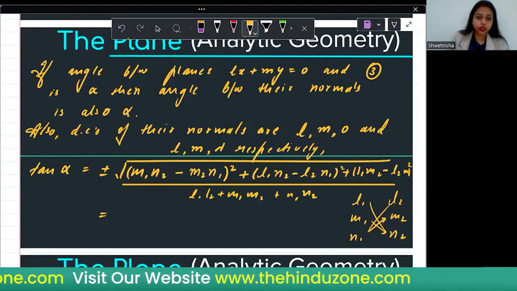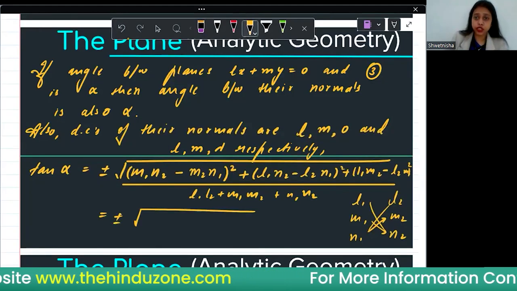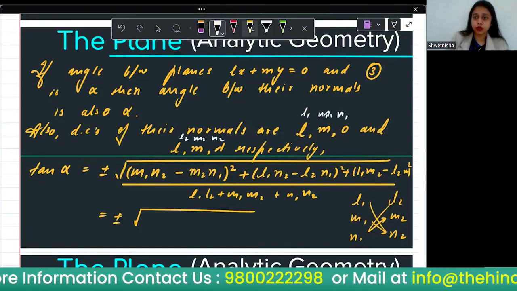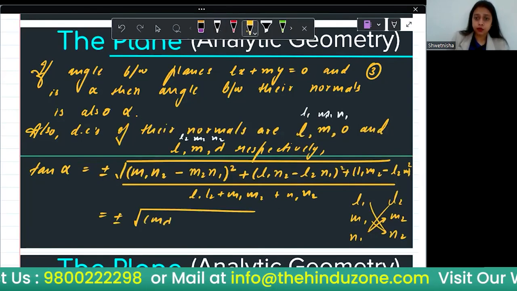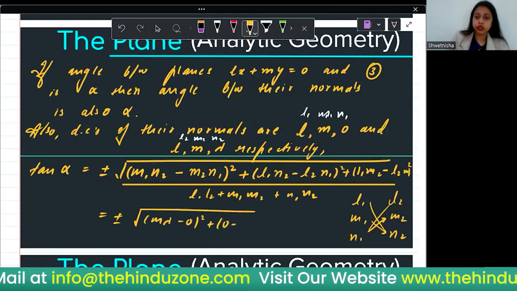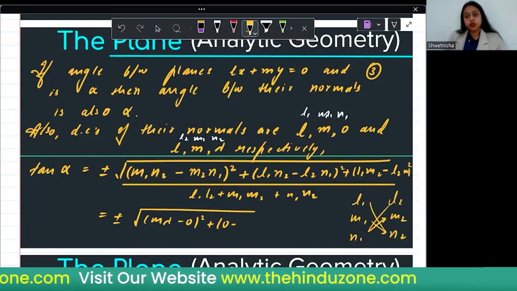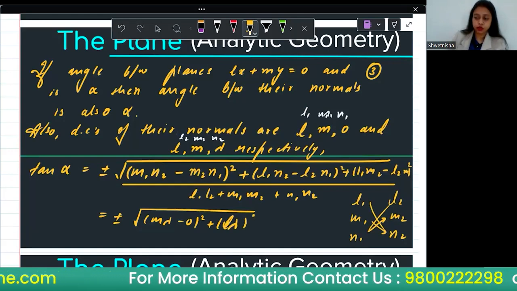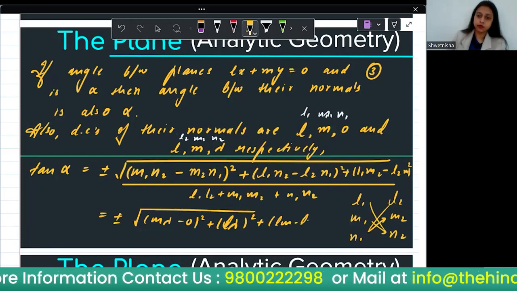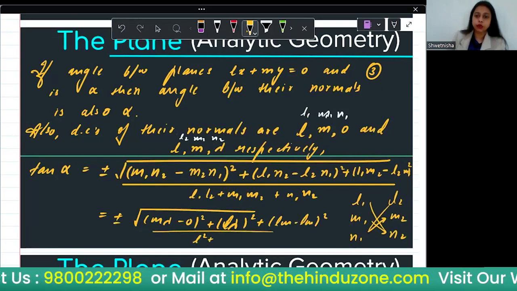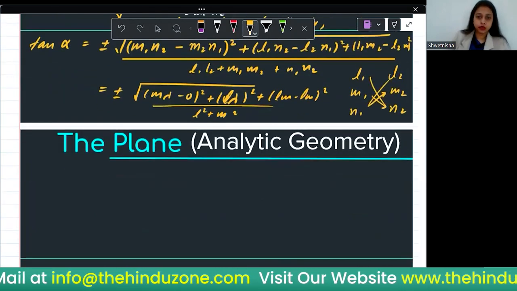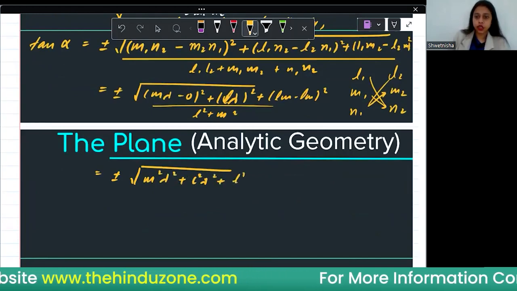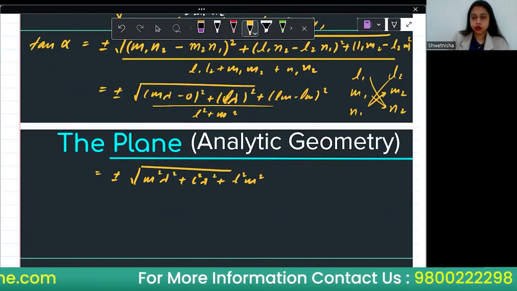Let's substitute values. So after substituting values, this is acting as L1, M1, and N1, and this is your L2, M2, and N2. Substitute values. This is going to be M lambda minus 0 whole squared plus 0 minus. No, this is L lambda. L lambda minus 0 whole square, and this will be Lm minus L whole square, divided by L square plus M square. So this is lambda square M square lambda square plus L square lambda square plus L square M square. Okay, sorry, this is cancelled now.